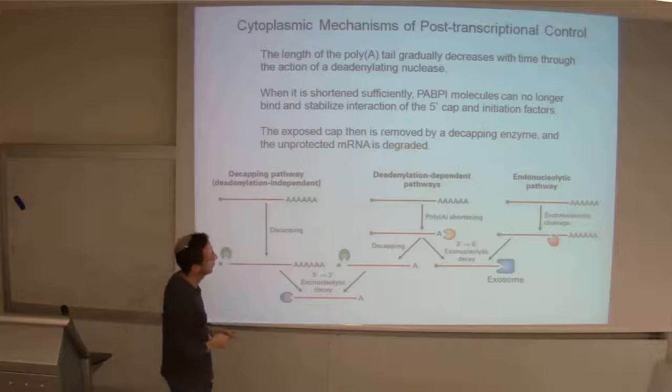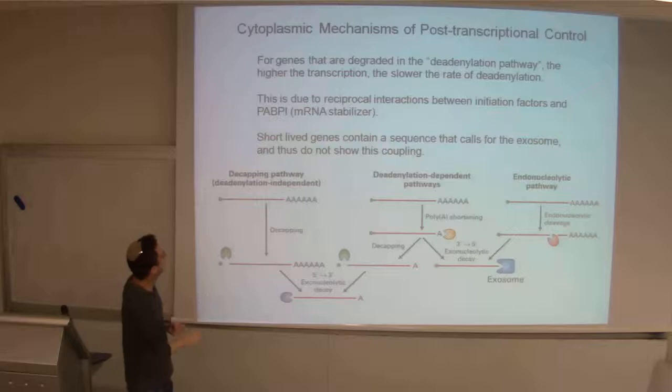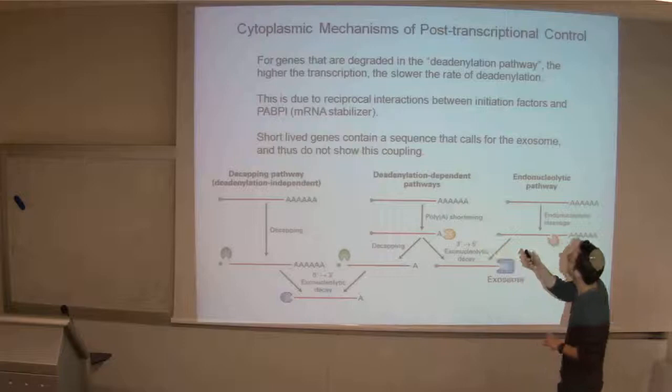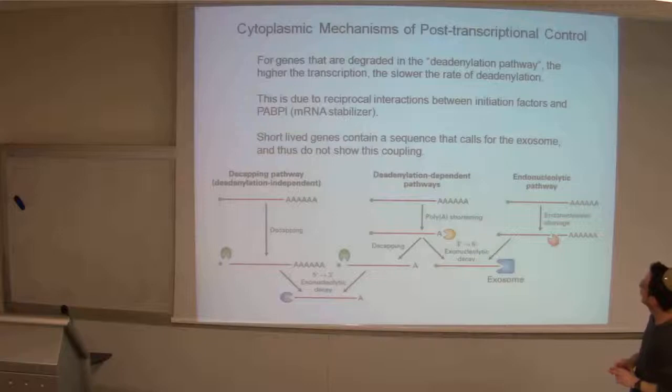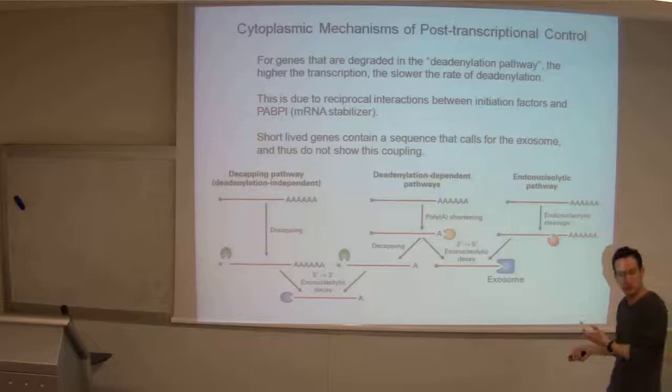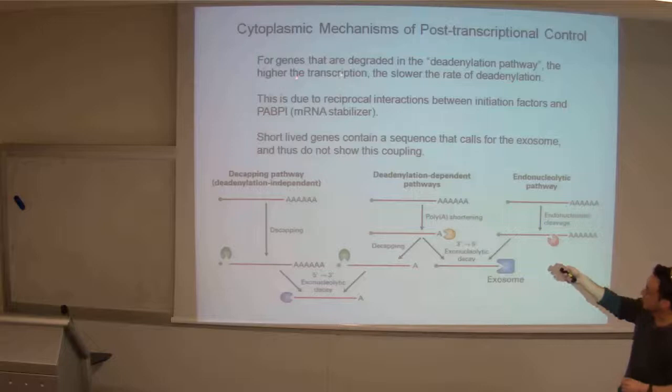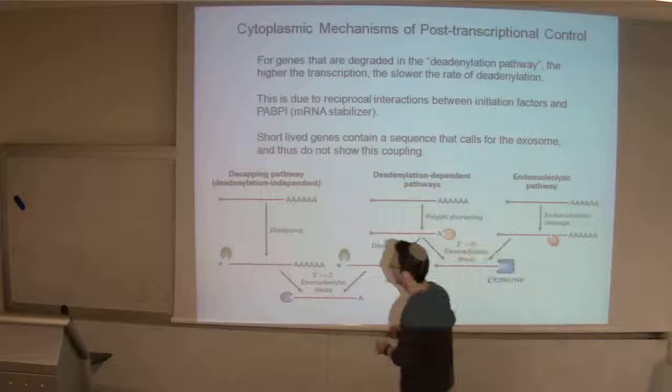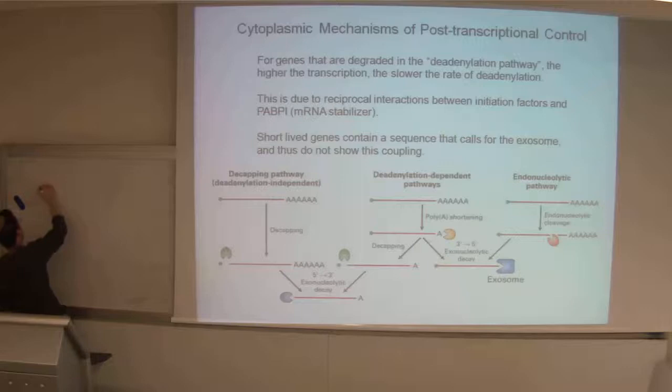Okay, so for genes that are degraded in the deadenylation pathway, which is a big fraction of genes, there is a positive association between the rate of synthesis, or the rate of transcription, and the rate of degradation. So the higher the transcription, the slower the rate of deadenylation, and hence degradation. For these genes, if we plot the expression level as a function of time, it will be something like that. They are transcribed very rapidly, and then they are degraded very slowly.